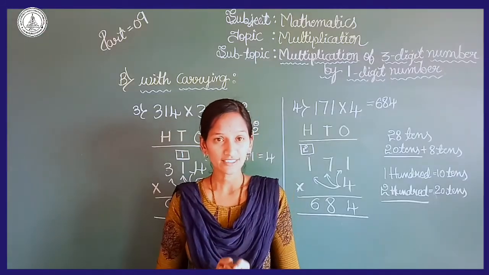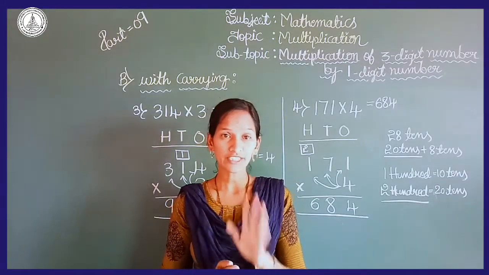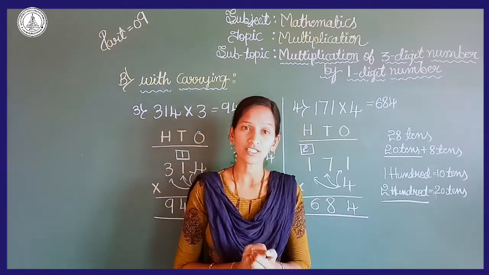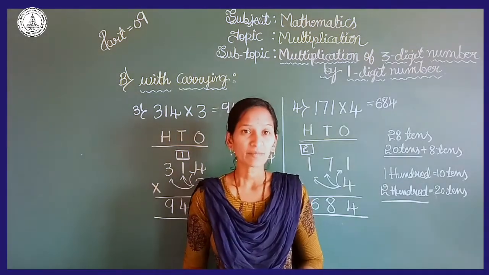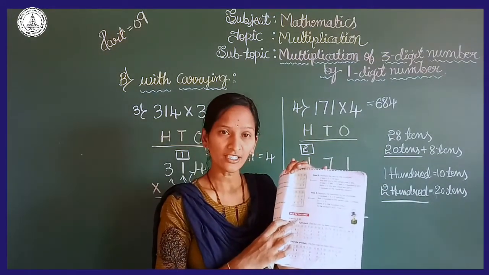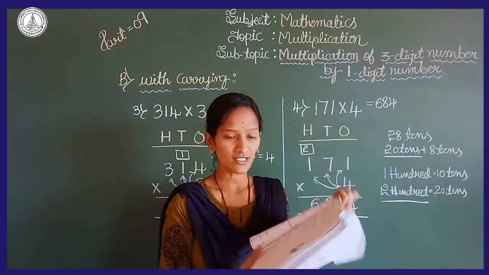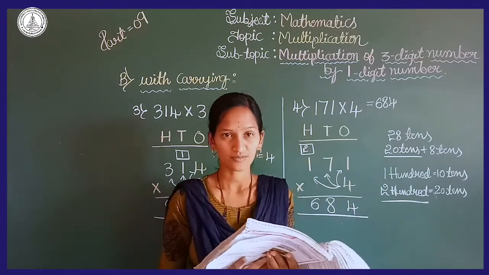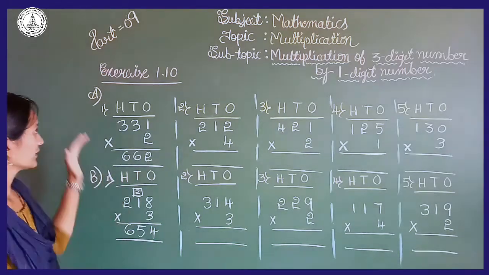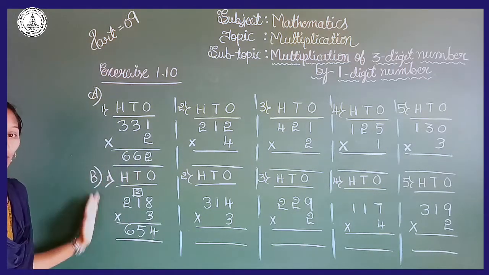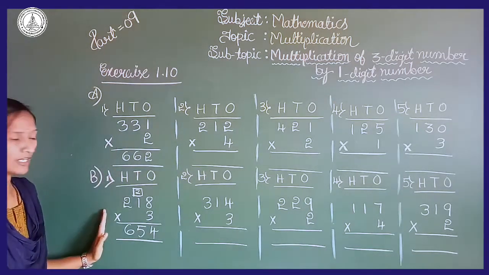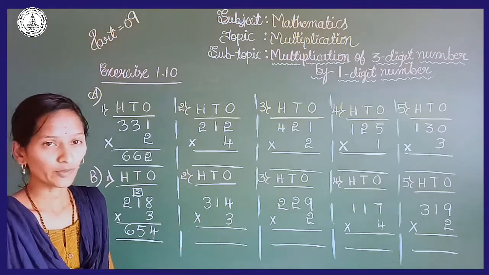So my dear students, in this class you learned multiplication of a 3-digit number by a 1-digit number. Right? So now I will move to the textbook activity. It is on page number 81. So look here. This is exercise number 1.10. In that, the first one is find the product. Here are two parts, A and B. Part A belongs to problems without carry and part B belongs to carryover problems.